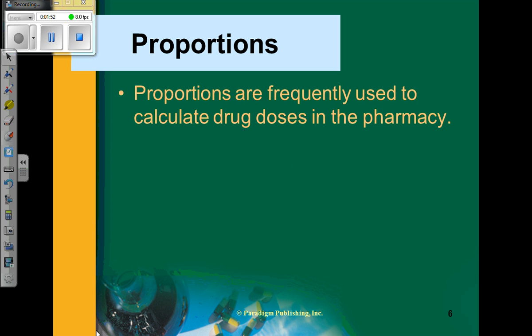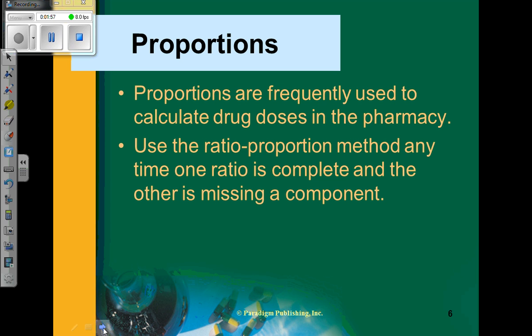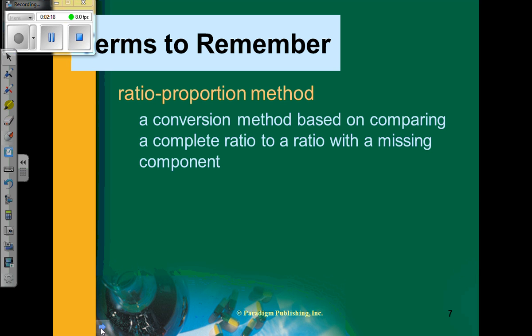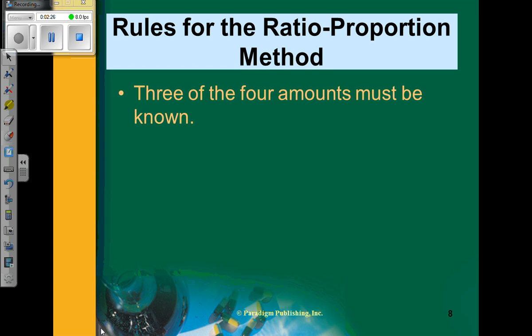That was just a generic way to write it. Proportions are frequently used to calculate drug doses in the pharmacy, and they use the ratio proportion method any time one ratio is complete and the other is missing a component. So you have to know three parts, two of which form a ratio, and the fourth is an unknown that you're trying to find. The ratio and proportion method is a conversion method based on comparing a complete ratio to a ratio with a missing component.